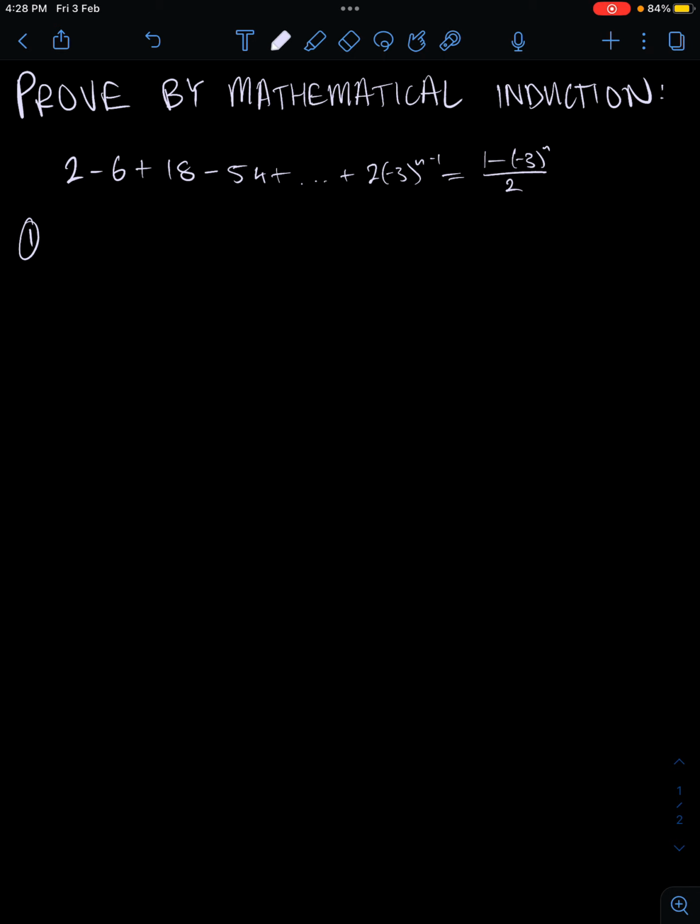So our first step is prove true for n equals 1. Now we're going to work one side at a time for this first step, as we always do. Our left hand side is equivalent to 2 times negative 3 to the power of n minus 1. Sub in our 1 for n, 2 times negative 3 to the power of 1 minus 1, which is of course negative 3 to the power of 0, which is just 1, and so we just get 2.